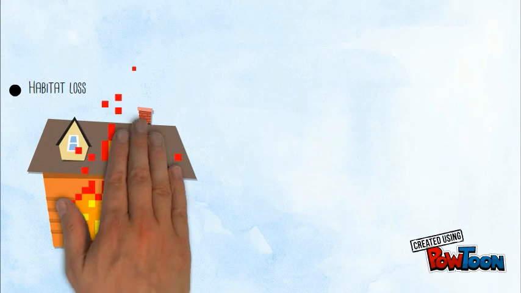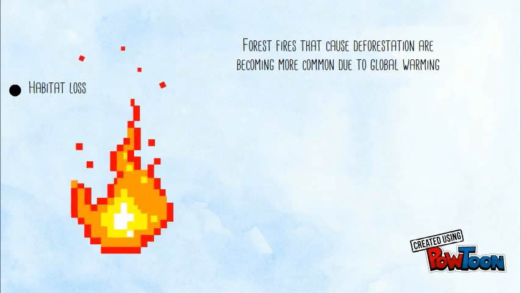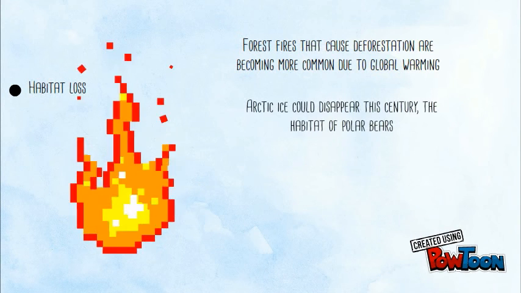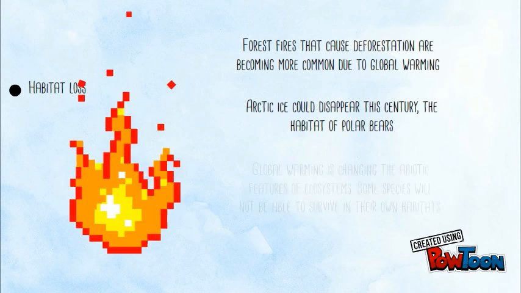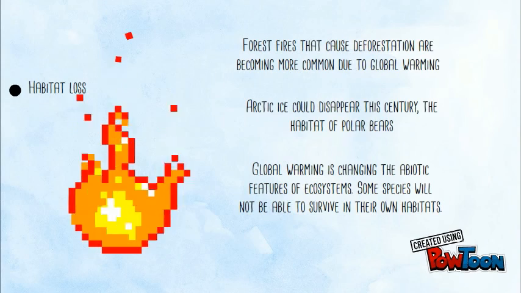Global warming is also causing habitat loss. This is because forest fires that cause deforestation are becoming more common due to global warming. Also, Arctic ice could disappear this century, the habitat of polar bears. Global warming is changing the abiotic features of ecosystems. Some species might go extinct.